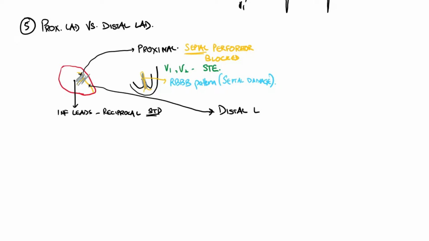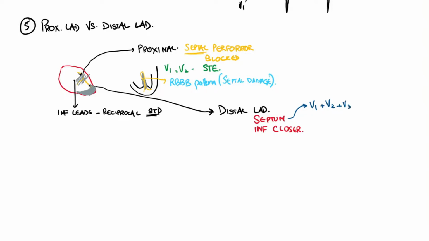So the next part is distal LAD lesions. In distal LAD lesions, some of the septal perforators will be blocked. But the thing is that now the lesion is much closer to the apex of the heart and much closer to the inferior leads. So you will have some ST elevation in the septal leads and the anterior leads. So it is V1, V2, and V3.